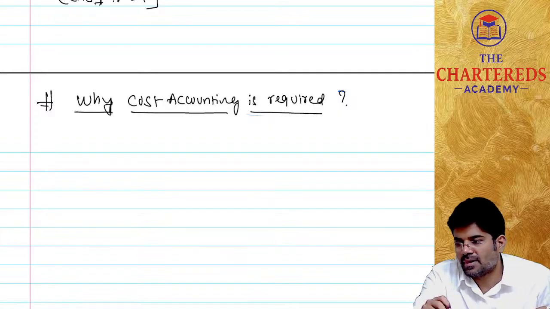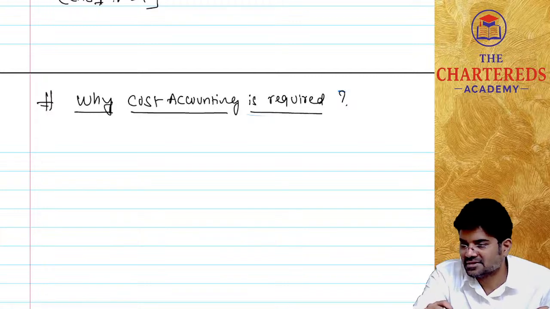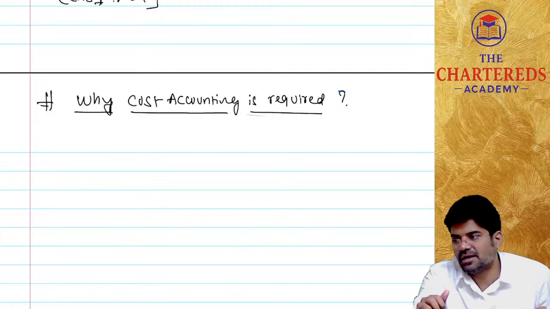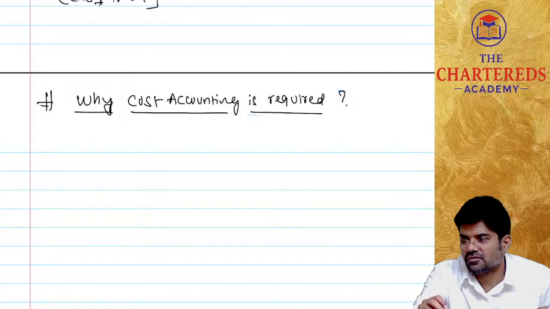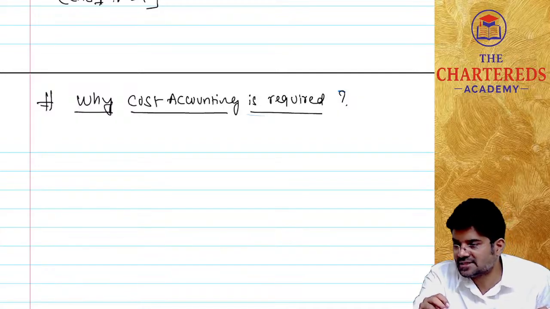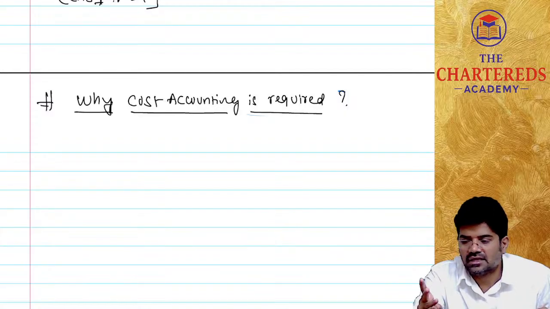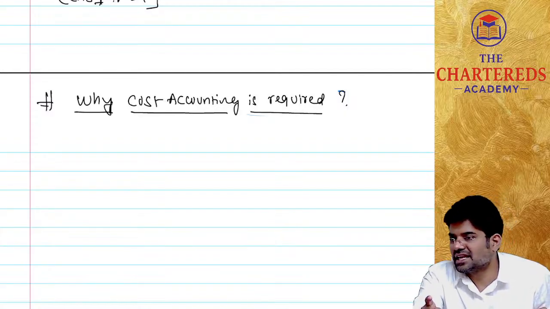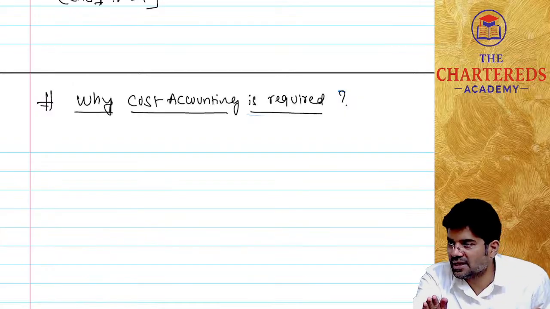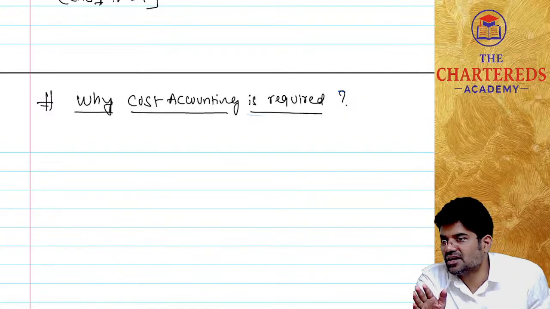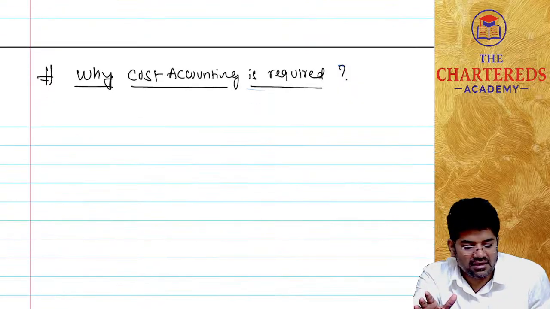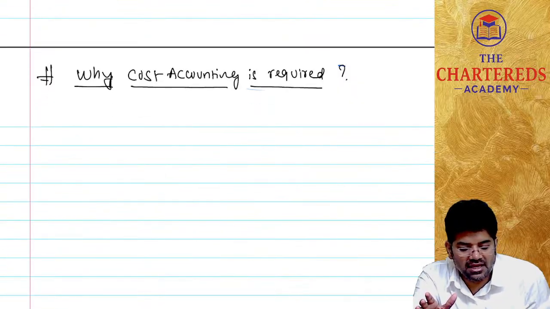To know? For which one? He's saying to know the expenditure, sir. For which one? To produce the goods. Okay. Don't you think that is done even in financial accounting also? If you remember financial accounting, what we do in financial accounting is overall profitability.